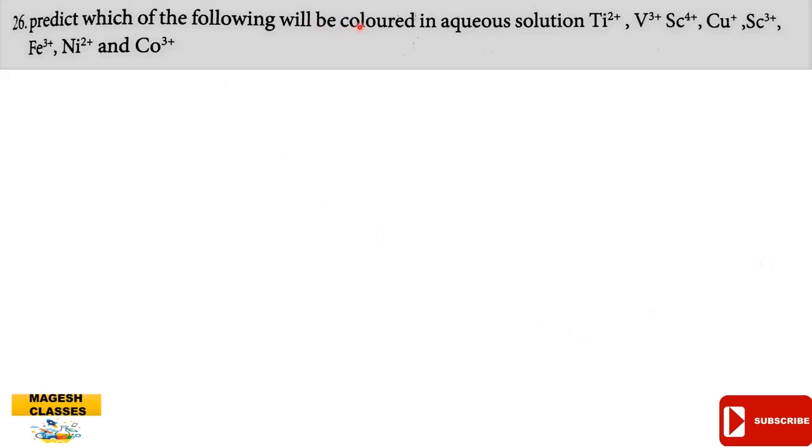Predict which of the following will be colored in aqueous solutions. The first one is titanium 2+ and vanadium 3+. So first of all, what are the criteria for ions to exist as colored in aqueous solution? Ions with unpaired electrons in d orbitals are colored. Here the first transition elements are given. So ions with unpaired electrons in d orbitals are colored.